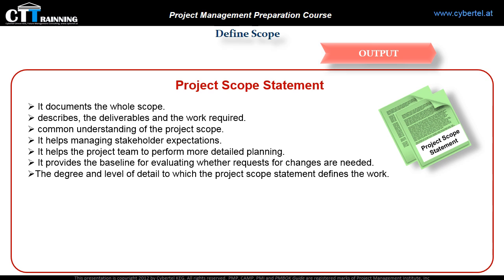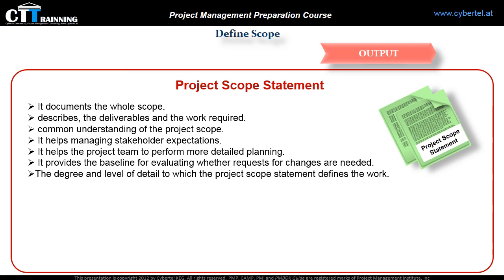It may help by managing stakeholders' expectations because it defines the agreed requirements, what is needed and what not, to be clear to all stakeholders. It helps the project team to perform more detailed planning, to guide the project team's work during the execution. And it provides the baseline for future change requests or additional work needed. How far should it be detailed? As detailed as is easy for the project management team to have control over the project scope.